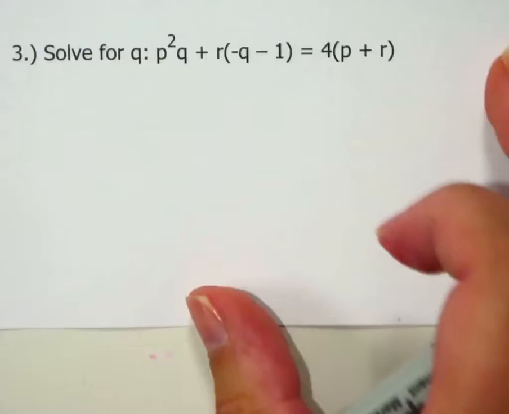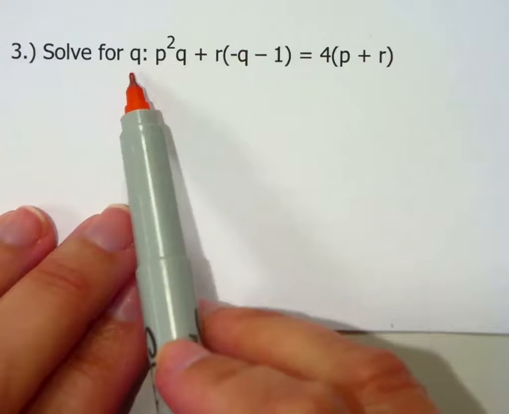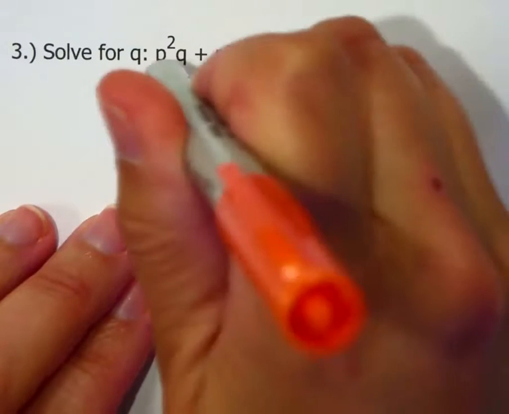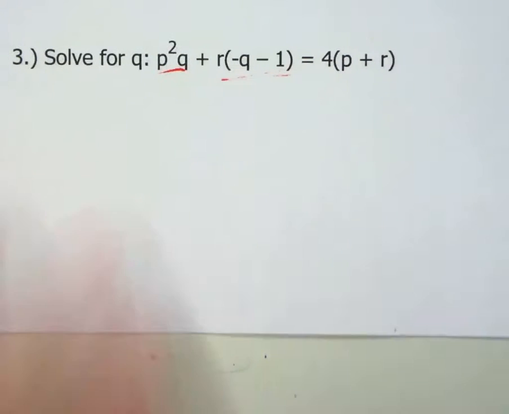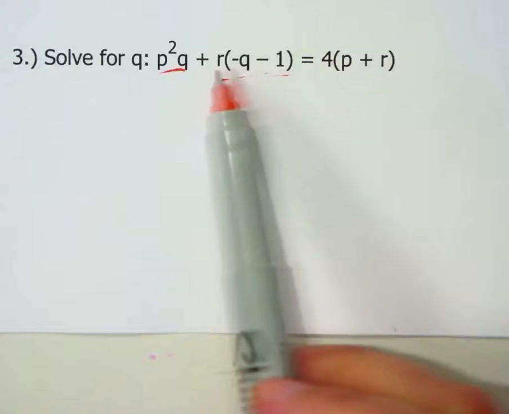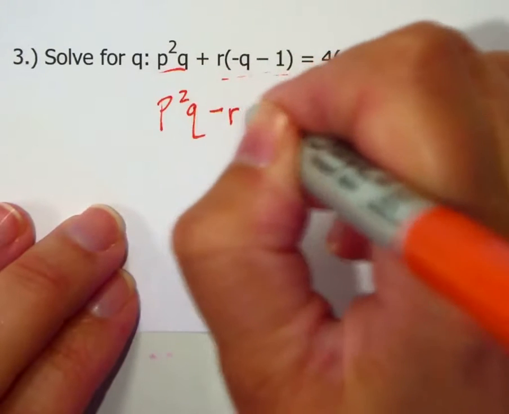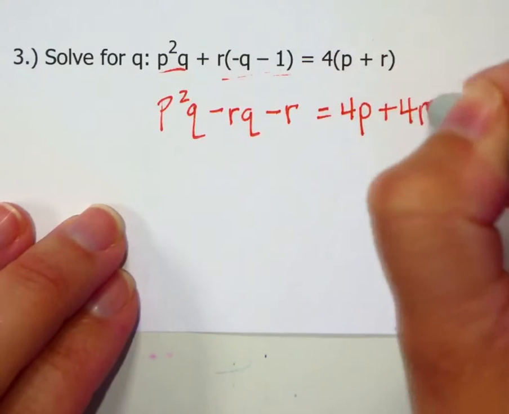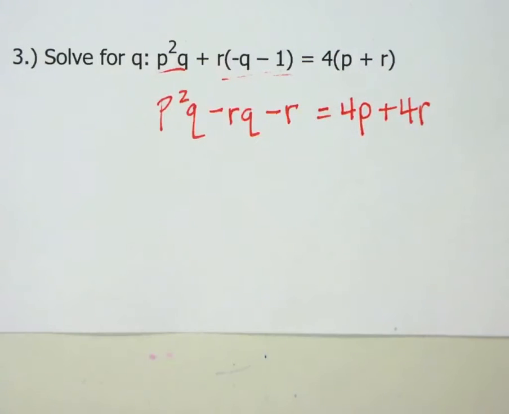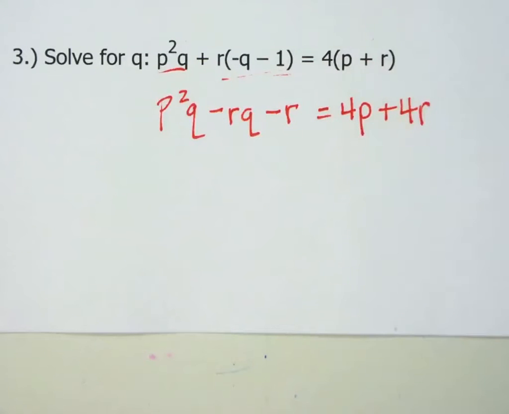The next example is similar in terms of kind of grouping the terms with the variable together. So in this case, I'm solving for q. So I have this term with a q, and then I have a q there as well. But before we kind of move things around, let's go ahead and distribute the r and the 4. Just kind of simplify this up a little bit. Okay, so I have p squared q minus rq minus r equals 4p plus 4r.